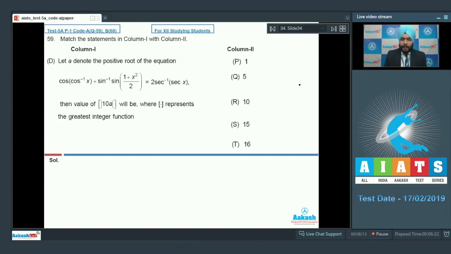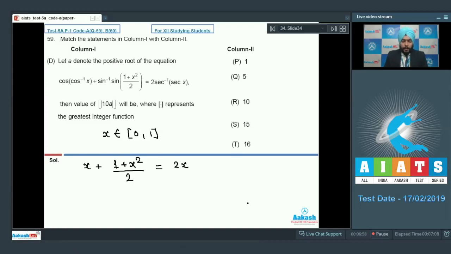Question number D says that let A denote the positive root of the equation cos inverse x plus sin inverse of sin of (1 plus x square)/2 plus 2 secant inverse of secant x. Obviously, cos inverse x is there, so x belongs to 0 to 1, because the question is talking about only the positive root. The overall domain is minus 1 to 1, no doubt in that. So cos of cos inverse x is simply x. Sin inverse of sin of this quantity: if x belongs to 0 to 1, (1 plus x square)/2 also belongs to the principal range of sin inverse x. So it is simply (1 plus x square)/2 is equal to 2 secant inverse of secant x. Again it is 2x, because x is lying in the interval 0 to 1.